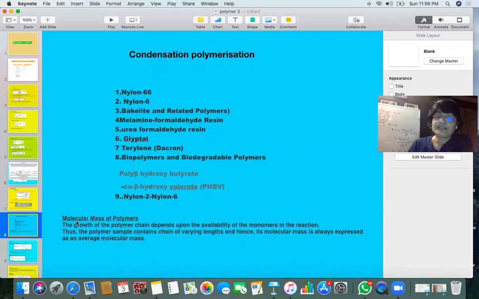One statement you can read just now: molecular mass of polymers. The growth of the polymer chain depends upon the presence of monomer in the reaction. The polymer contains chains of varying length, hence its molecular mass is always expressed as an average, because we don't know how many polymers are involved, so molecular mass of polymers is given as an average. You cannot calculate it exactly because you don't know how many molecules are going to combine. So it depends on the average way the molecular mass is represented here.